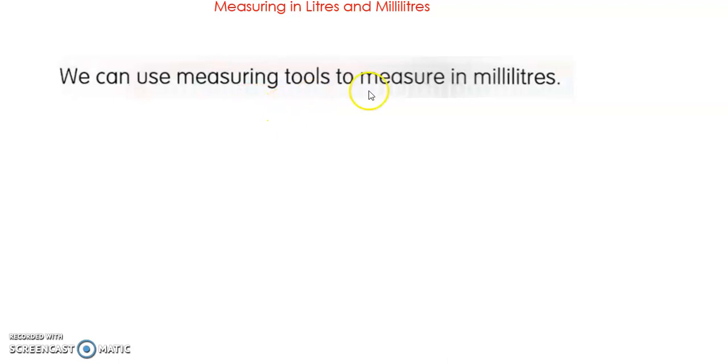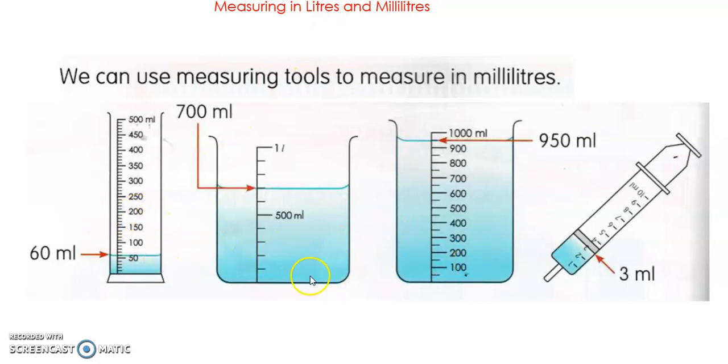Now, what are the tools that we can use to measure the capacity? Actually, we can use measuring tools to measure in milliliters, such as this kind of beakers. We call these scale beakers because they have a scale on the outer surface. Because it's made of glass, we can easily see how much liquid we have inside this beaker. For example, here I have this beaker which has a scale from 50 to 500 milliliters. So this water inside this beaker indicates 60 ml. So we can say the capacity of this water is 60 milliliters.